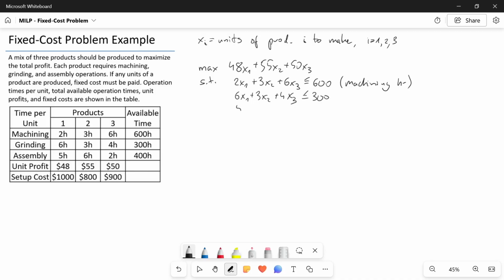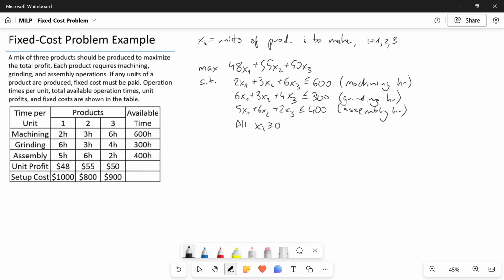And then 5x1 plus 6x2 plus 2x3 less than or equal 400. This is grinding hours, and this is assembly, right? And of course, all xi greater than or equal to 0, non-negative. So this would be a correct model if not for those setup costs.